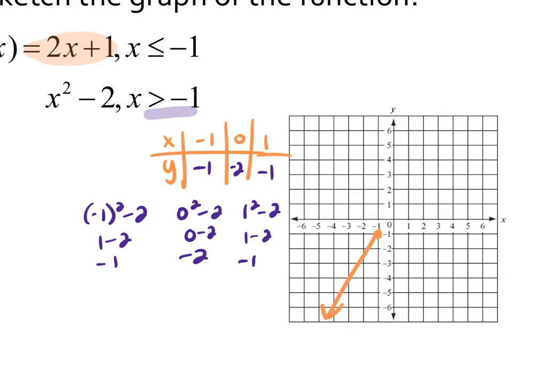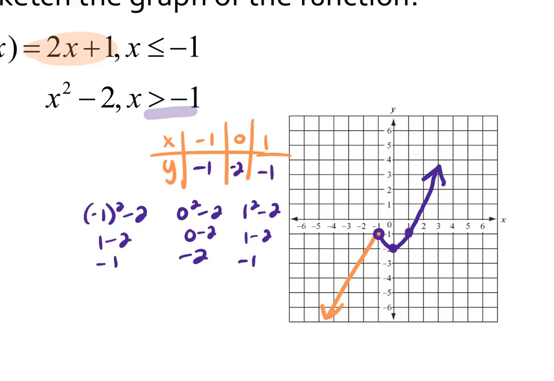And I'm going to plot these points: at -1, -1, it's an open dot. At 0, -2, it's a solid dot. And at 1, -1, it's a solid dot, and it's got a parabola shape. So I would know eventually it would come up. I don't need this part to be perfect, okay? You could plug in extra points if you really wanted to. But you do know at least it's a parabola, so it's going to come back up.